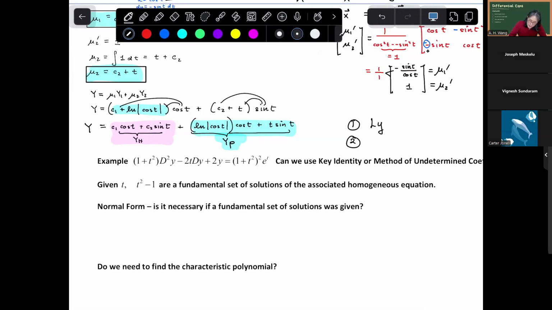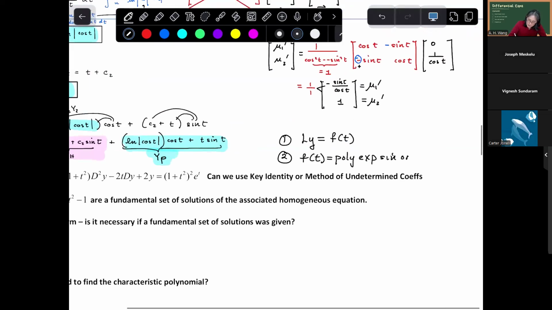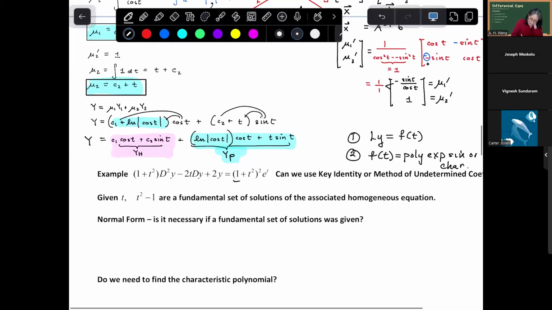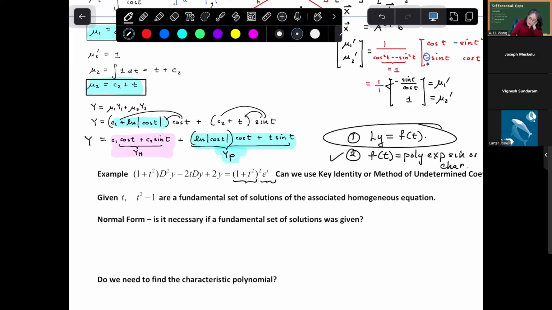Left-hand side has to be constant coefficients. Right-hand side has to be polynomial, exponential, sine or cosine. Right. So it has to be characteristic form. So can you see you have polynomial? Even after you divide through by this, you'll still have polynomial, exponential. So this part is okay. But what about this part? Is that okay?